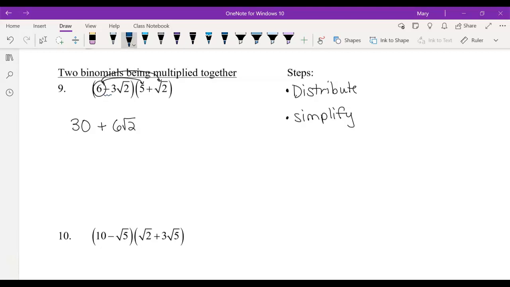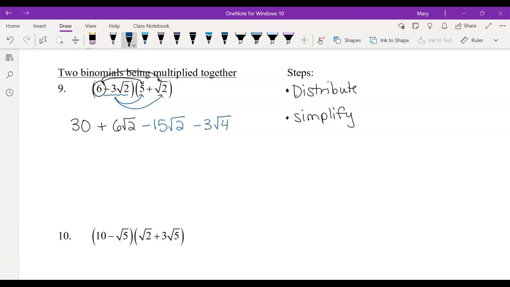But then we also have to distribute the negative root 3 to the 5. So we're going to do negative 3 times 5 to get negative 15. But we're going to leave the root 2 alone because it doesn't multiply to anything. And then we're going to do the negative root 3 times the root 2. So negative 3 is your number in front, your coefficient, and then you're going to multiply 2 times 2 to get 4.